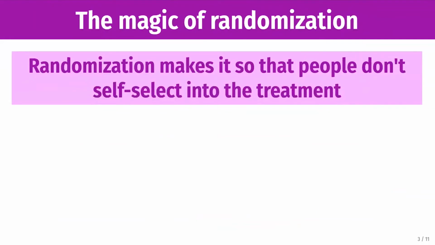The reason these are so magical is that randomization takes care of the selection bias. If you randomly assign people to participate in the program, then they're not going to self-select into it, which means the people who need it the most aren't going to purposely seek it out, and it's going to have more of an effect for them. And so it balances out on average throughout the population.